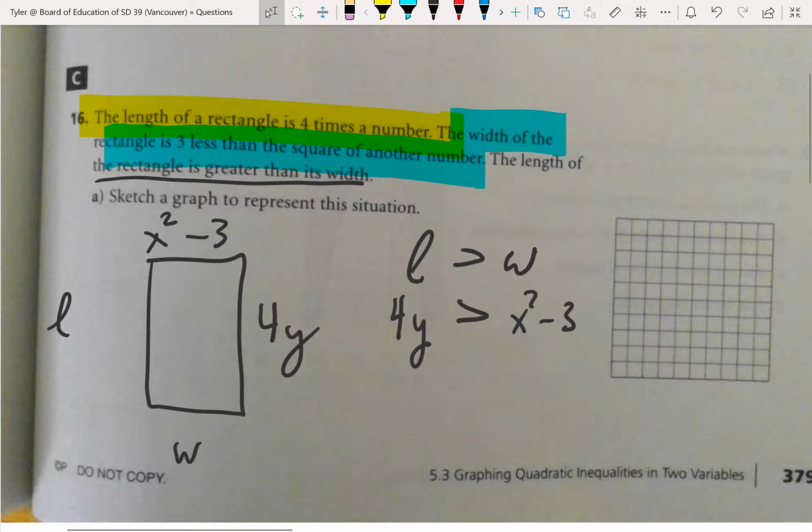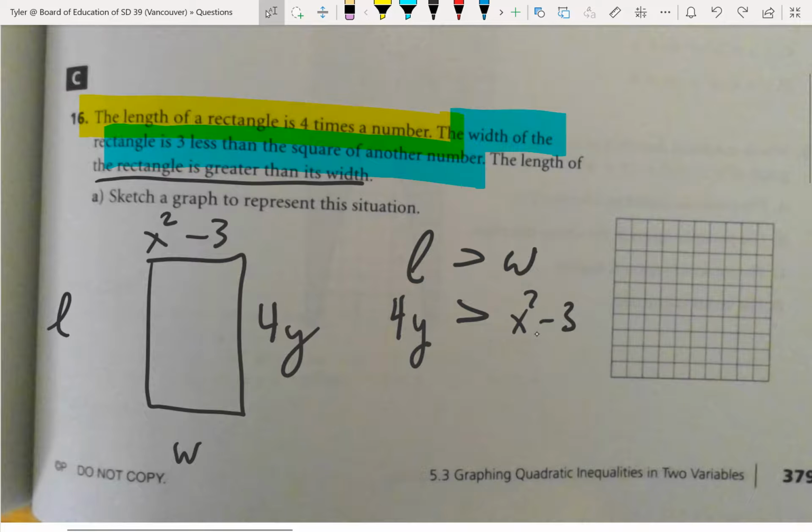Looking at that, we now have a quadratic inequality, which is what the unit's called. But I don't really like that 4 being there, so I'm going to divide everything by 4. It's going to give us decimals, that's okay. If you want to do these fractions, that works too. So I'm going to get y is greater than 0.25 x squared minus 0.75. Right there, that's our equation.